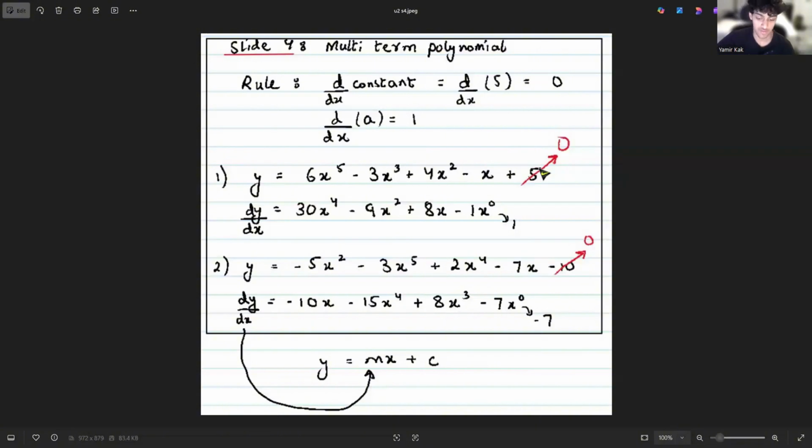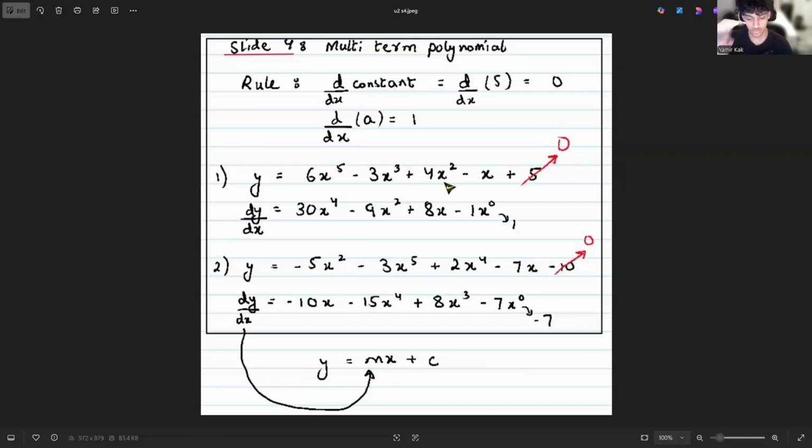So 6 times 5x to the power of 5 minus 1 equals 30x^4. Okay, now we'll do the same for the others. Negative 3x to the power of 3: multiply negative 3 by 3 and reduce the exponent by 1. We get negative 3 times 3x to the power of 3 minus 1, which becomes negative 9x squared.